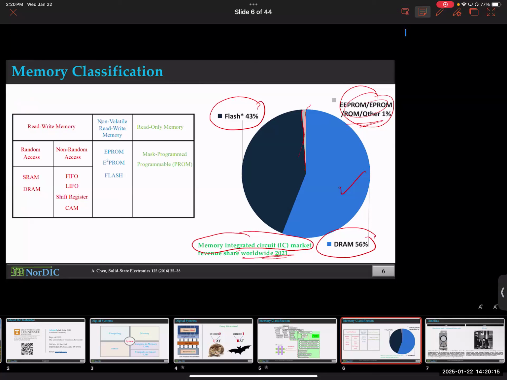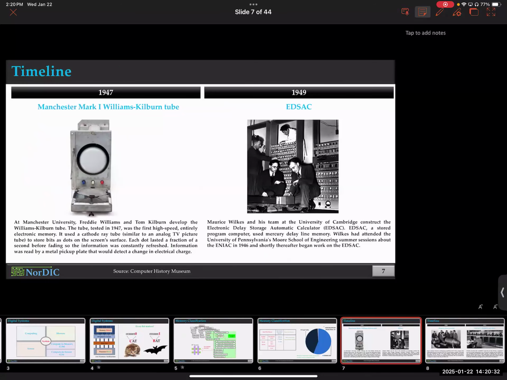But DRAM, that's how critical DRAM is. That's how critical flash memory is. Are you still with me? Okay. So that's why we will pay a lot of interest and attention to learning about flash memory and DRAM in the course. And that's the reason why I had to pick and choose certain memories and ignore some others.